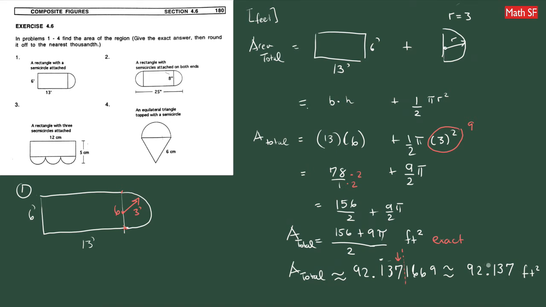So it's 92 and 137 thousandths square feet. So this is going to be my approximate solution. So that was for problem number 1.